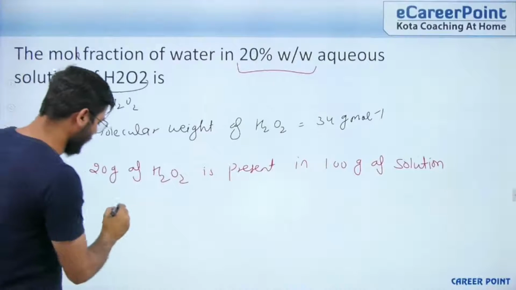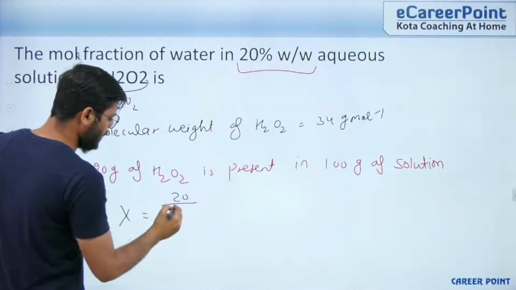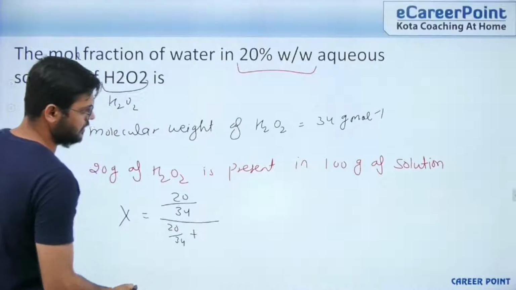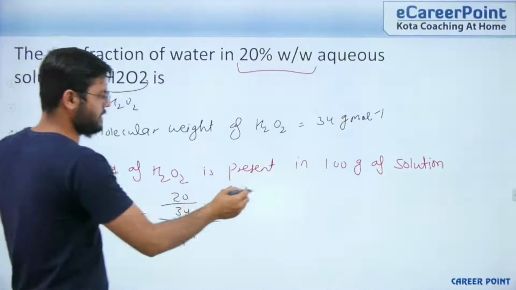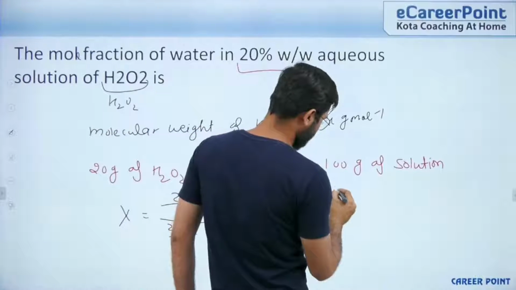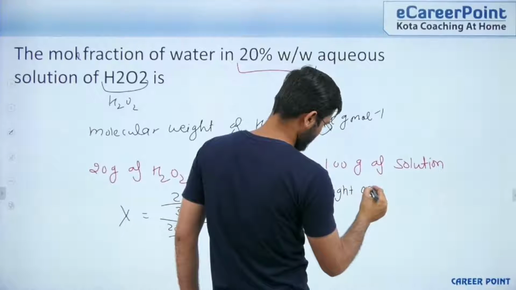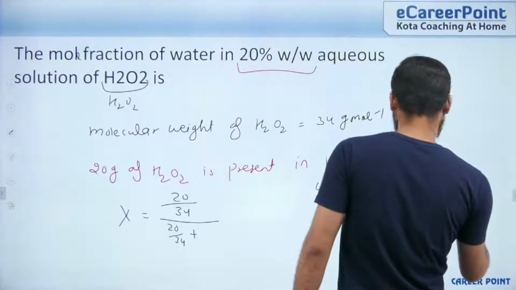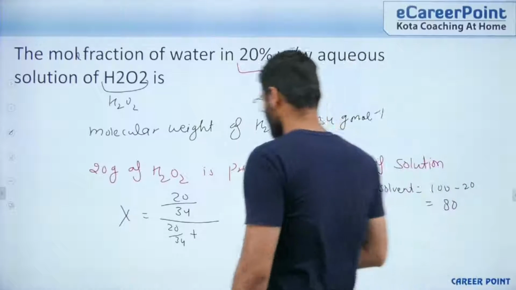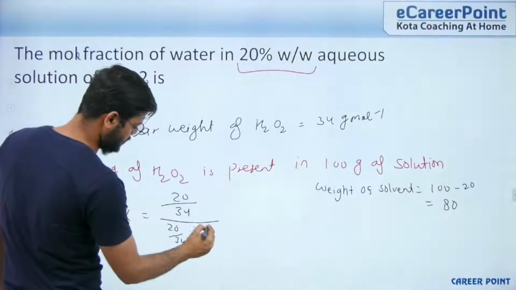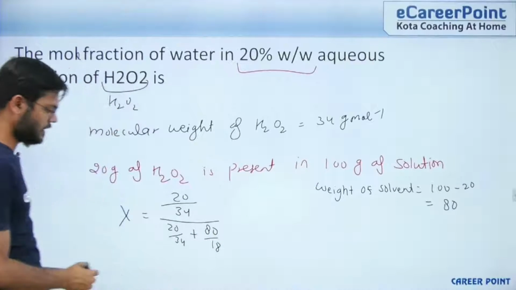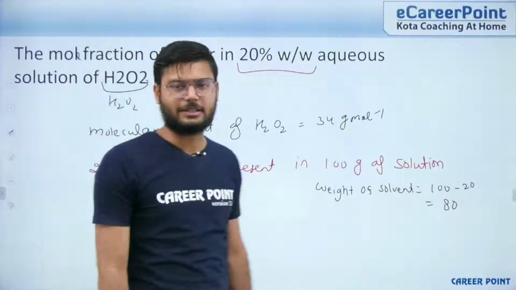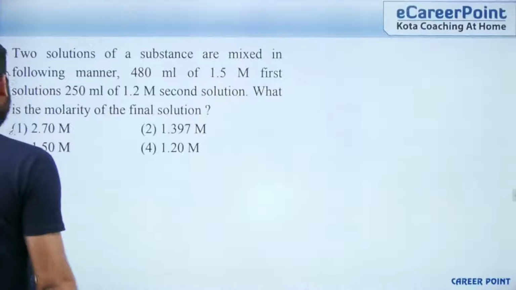Now the mole fraction will be what? Weight upon molecular weight, divided by weight upon molecular weight plus the moles of solvent. The weight of solvent is 100 minus 20, which is 80. So 80 upon 18. Now you can solve this, and this is the mole fraction of H2O2. Very simple.